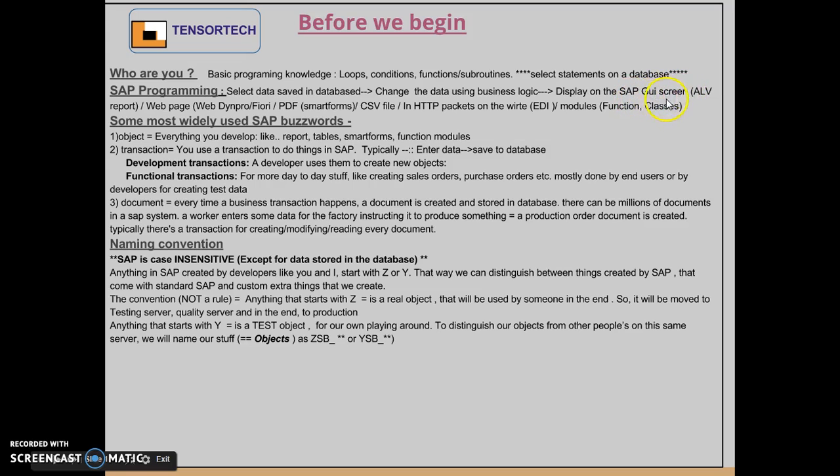If you display it onto the screen, it's called ALV report. If you display the data on a web page, it's called WebDynPro, Fiori. If you display it on a PDF or a printout, it's called SmartForms. You can also display it in a file. The file can be accessed using FTP, or you can actually send the extracted data in HTTP packets and then send it on the wire. It's called EDI.